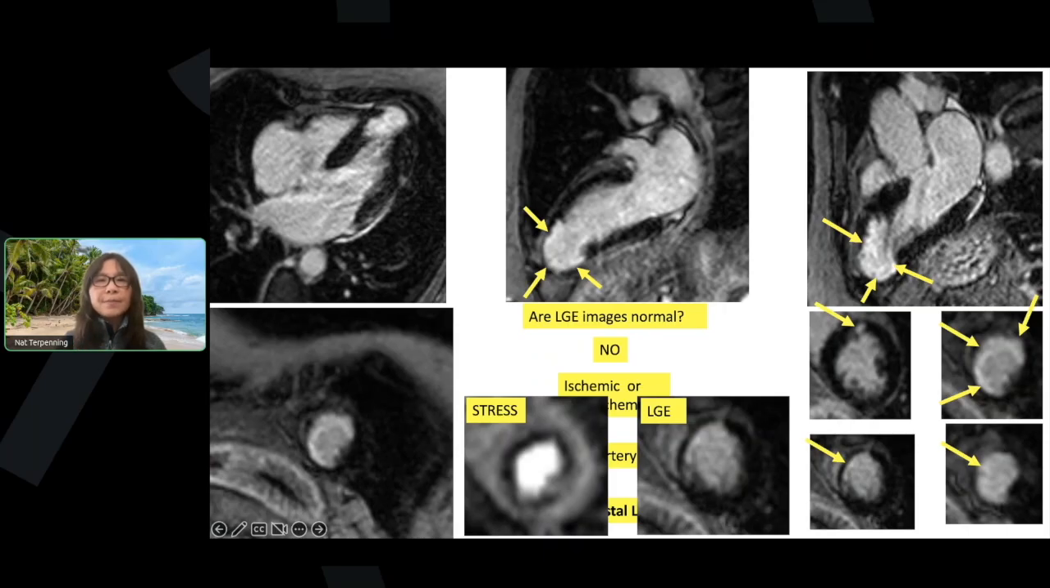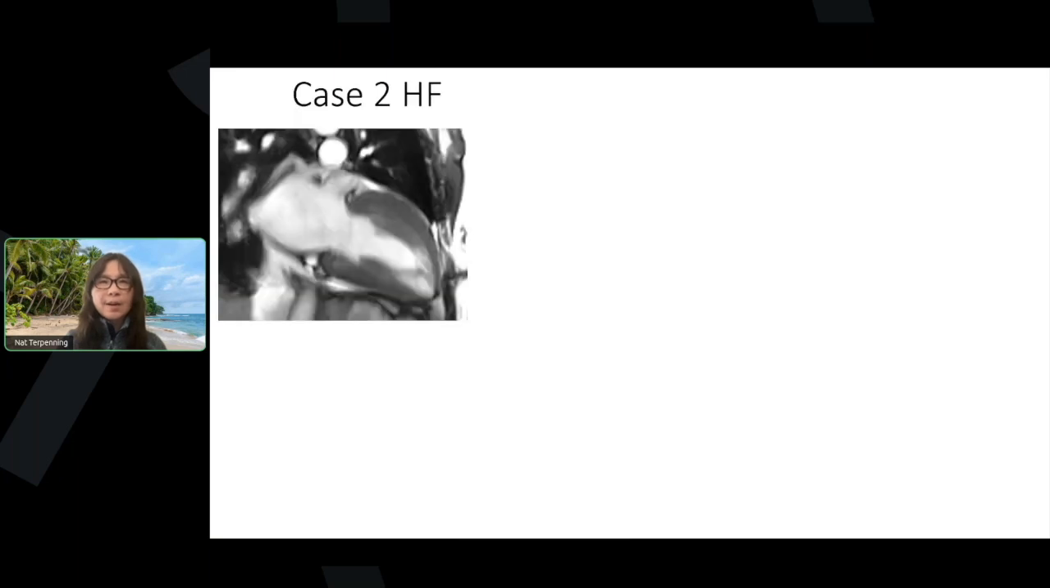And if you don't see it on rest, but you see it on stress and LGE, it means that in addition to the infarction, the patient also has inducible ischemia in the same segment. Okay, that is one case, very obvious. We have seen a few of these, but this one is a very obvious one.